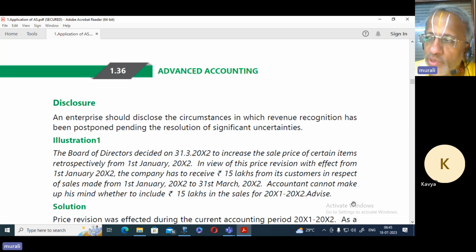Now, which one of these three is doubtful, or whether all the three conditions are beyond doubt? Kavya, could you tell? Is there any point of doubt you have? The first condition is met, of transfer of ownership, and the second is also met. It is capable of being measured, but I think the last one is not met.